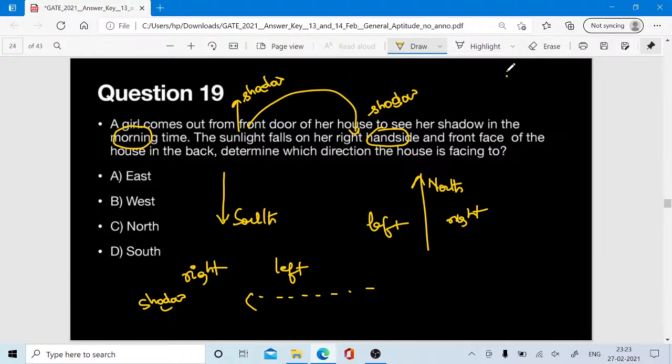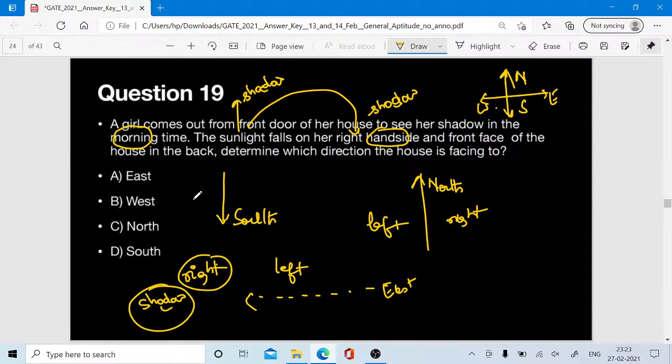And you know, according to the direction chart, north, south, east and west, the sun rises in the east. So this is the east. This is how the sunlight is falling on her right hand and she is getting a shadow here. That means the girl is facing south.